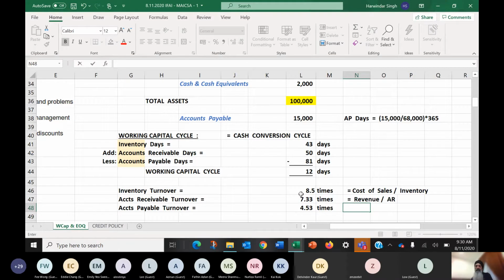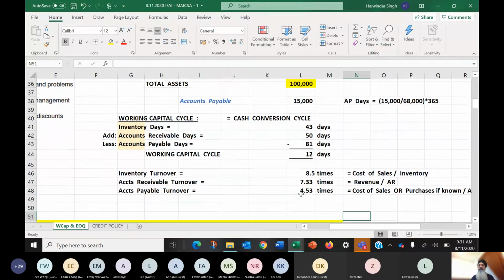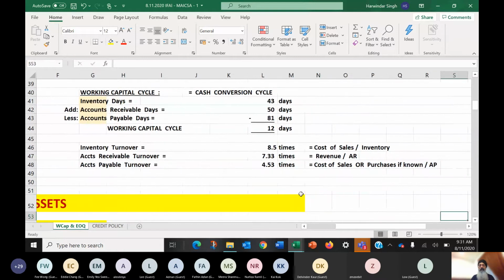Okay. So accounts payable turnover will now be cost of sales again, or if you want, you could use revenue if cost of sales is not there. But ideally it should be purchases, if known, divided by accounts payable, AP. Okay, there you go.